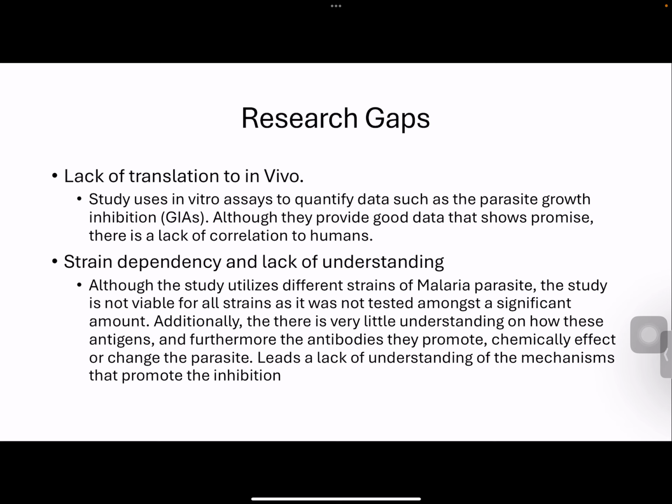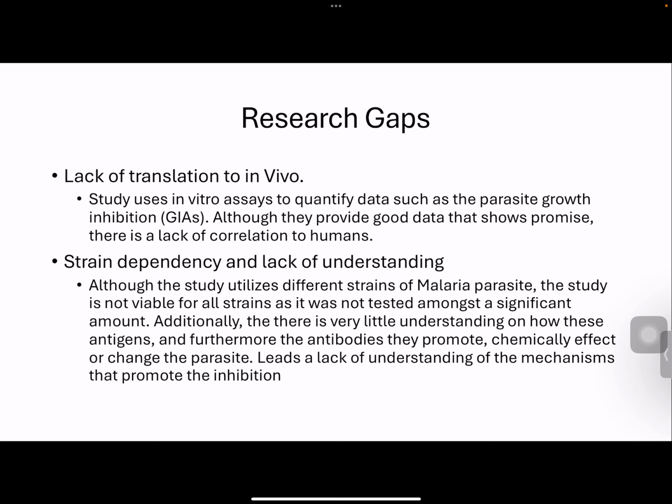So, although these are great questions, there were a lot of research gaps that were identified. There's a lack of translation to in vivo, just in the assays that they used. It used a lot of in vitro assays that quantified data, such as the parasite growth inhibition and antibody immune response. However, there was a lack in their research that showed the correlation between in vitro and in vivo results.